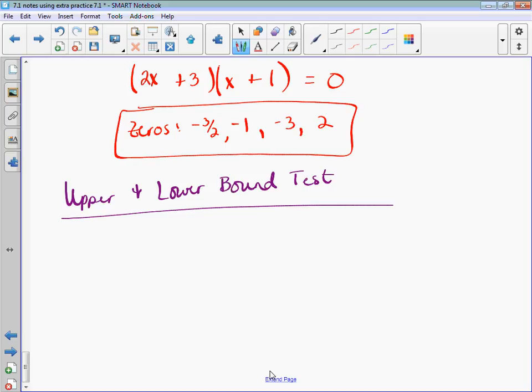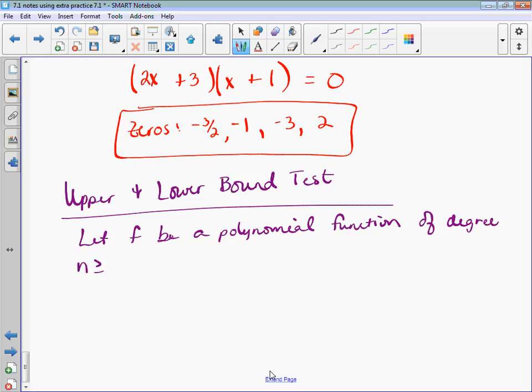Okay, so the way it works, this is kind of a long one to write down, guys, so let f be a polynomial function of degree n greater than or equal to 1, real coefficients, and a positive leading coefficient.